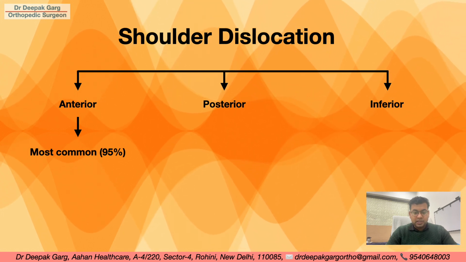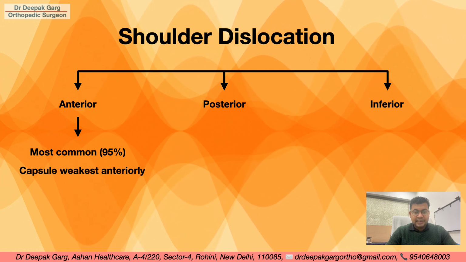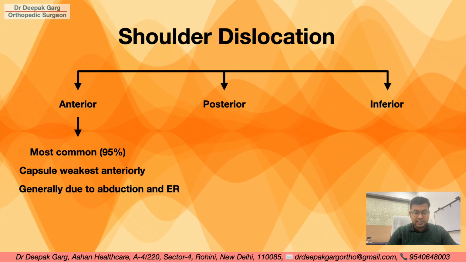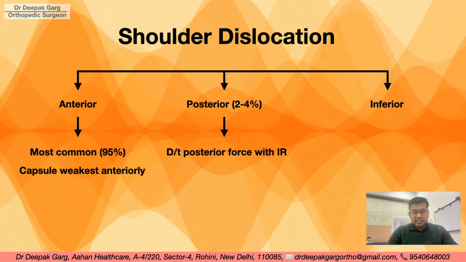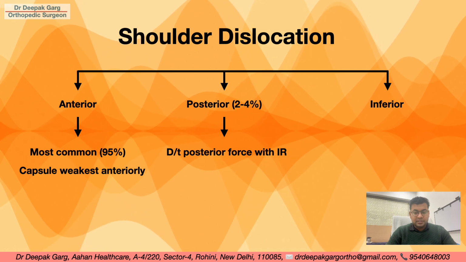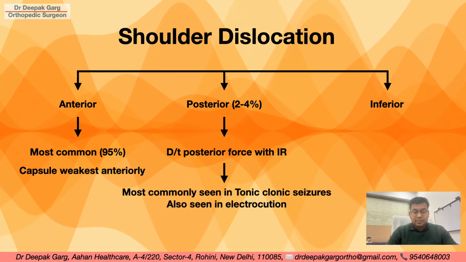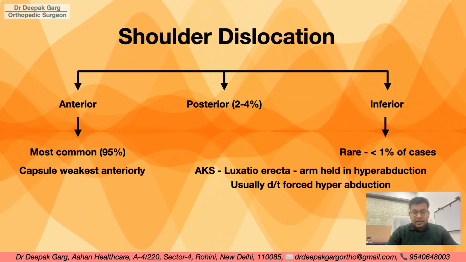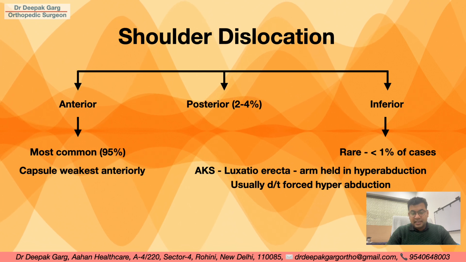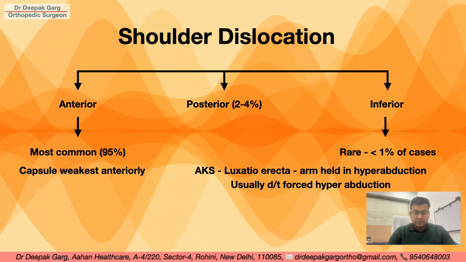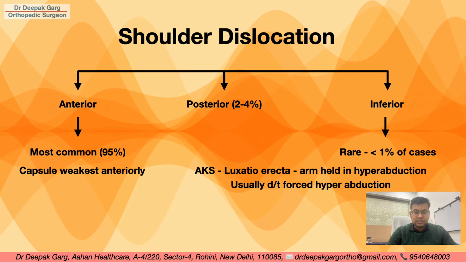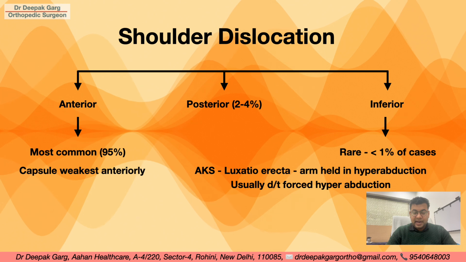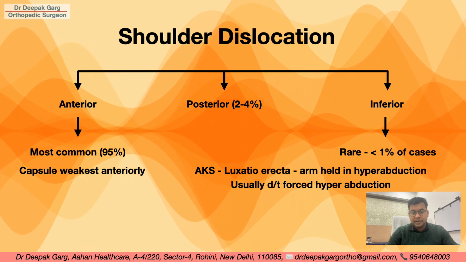Generally our shoulder joint capsule is weakest anteriorly, and when there is an abduction and external rotation force we can have an anterior dislocation. Similarly, the posterior dislocation is due to a posterior force with the shoulder in internal rotation, and is most commonly seen in tonic-clonic seizures or in electrocutions. Inferior shoulder dislocation is very rare. It constitutes less than 1% of all cases of shoulder dislocation. It is also known as luxatio erecta because the patients usually hold the arm in hyperabduction, and it is usually due to forced hyperabduction.